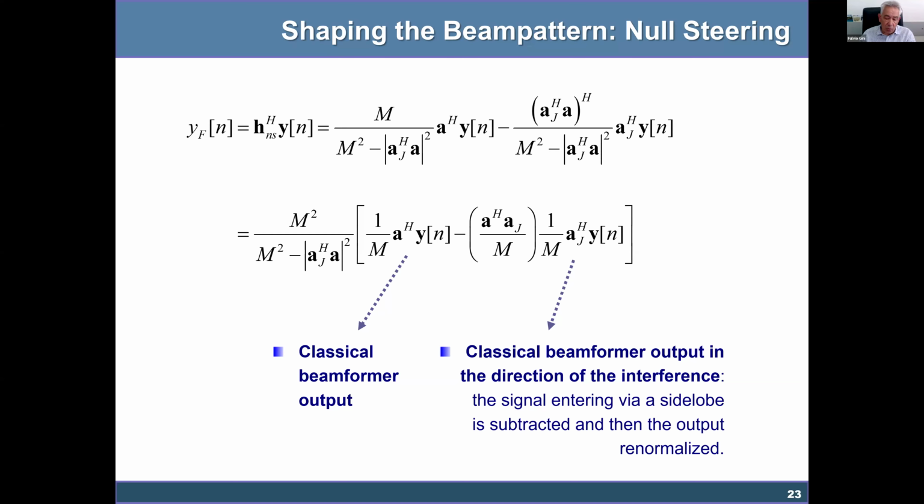There are a couple of things that I want to comment about this solution. The first one is the following. The output of this beamformer is the following. You multiply H Hermitian by Y, so you get this. Now, if you put this term in evidence, you can express the output as this term, which is just a scaling factor. And then in square brackets, you have two terms.